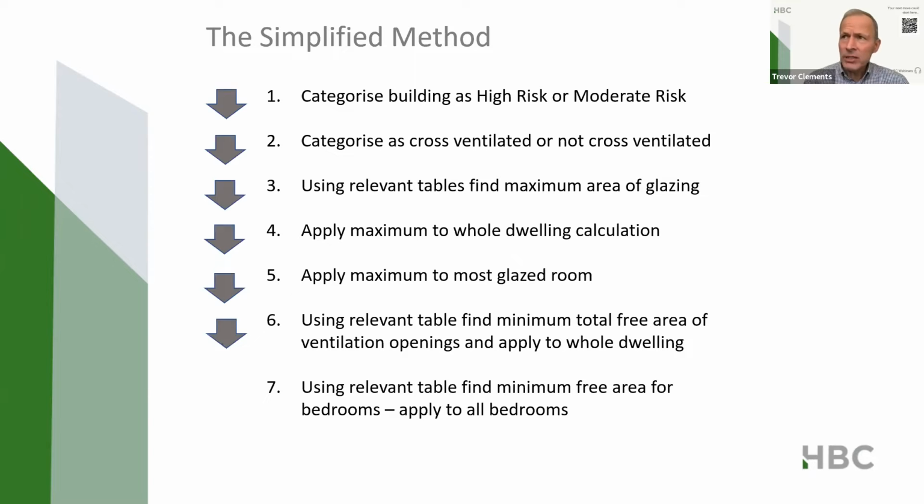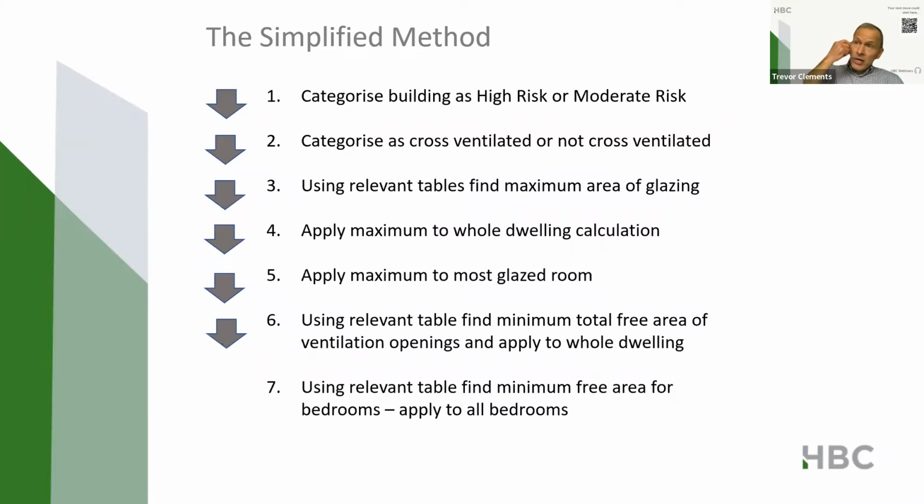Secondly, you categorize the building as either cross-ventilated or not cross-ventilated. And by that, I mean ventilation on 2 opposing sides. So you won't find many flats that are cross-ventilated. Even a corner flat would not be vented on 2 opposing sides. So you have to stipulate which.